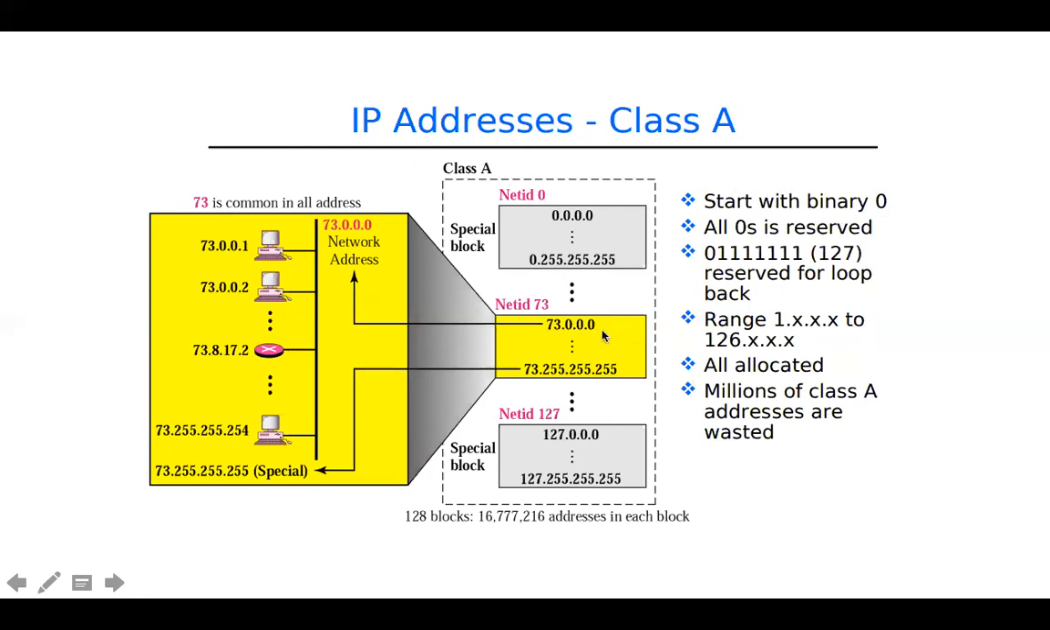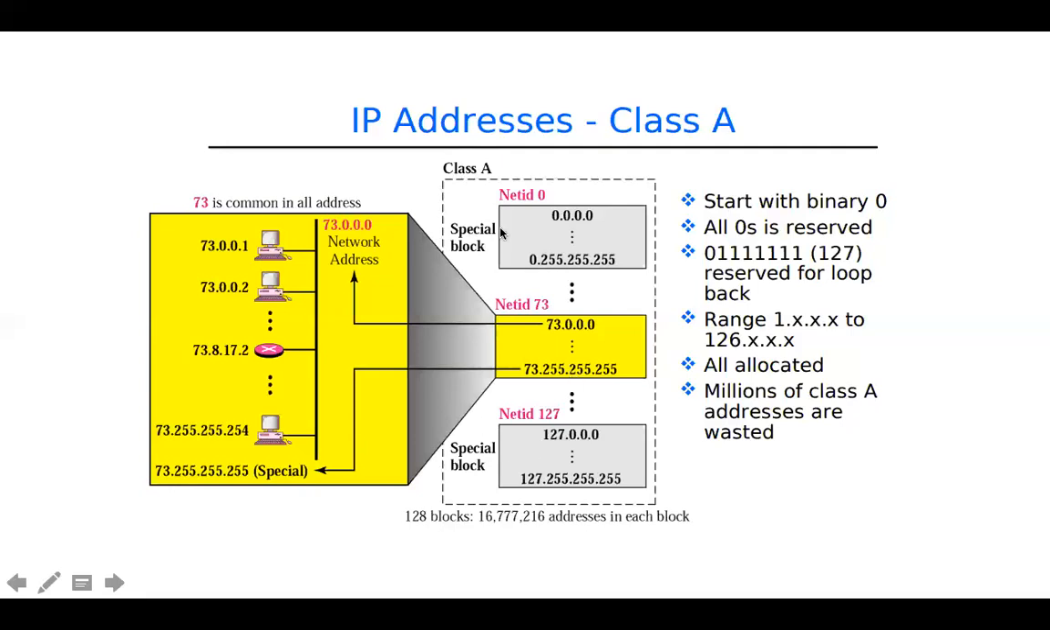So the block for net ID 73 will be from 73.0.0.0 until 73.255.255.255. So this is the network address. Each application will have their own address. For example, this is 73.0.0.1, 73.0.0.2, until 73.255.255.254. So look here, 73.255.255.255 is for special application.